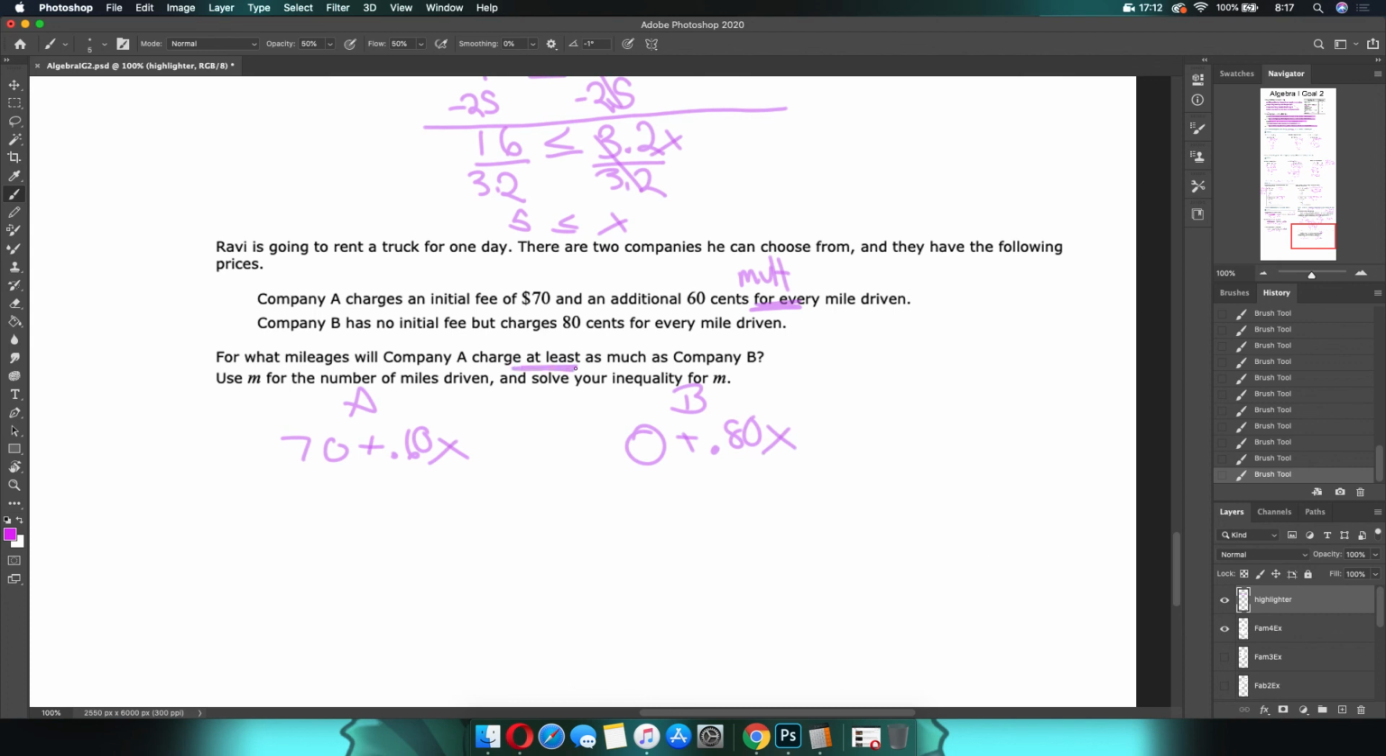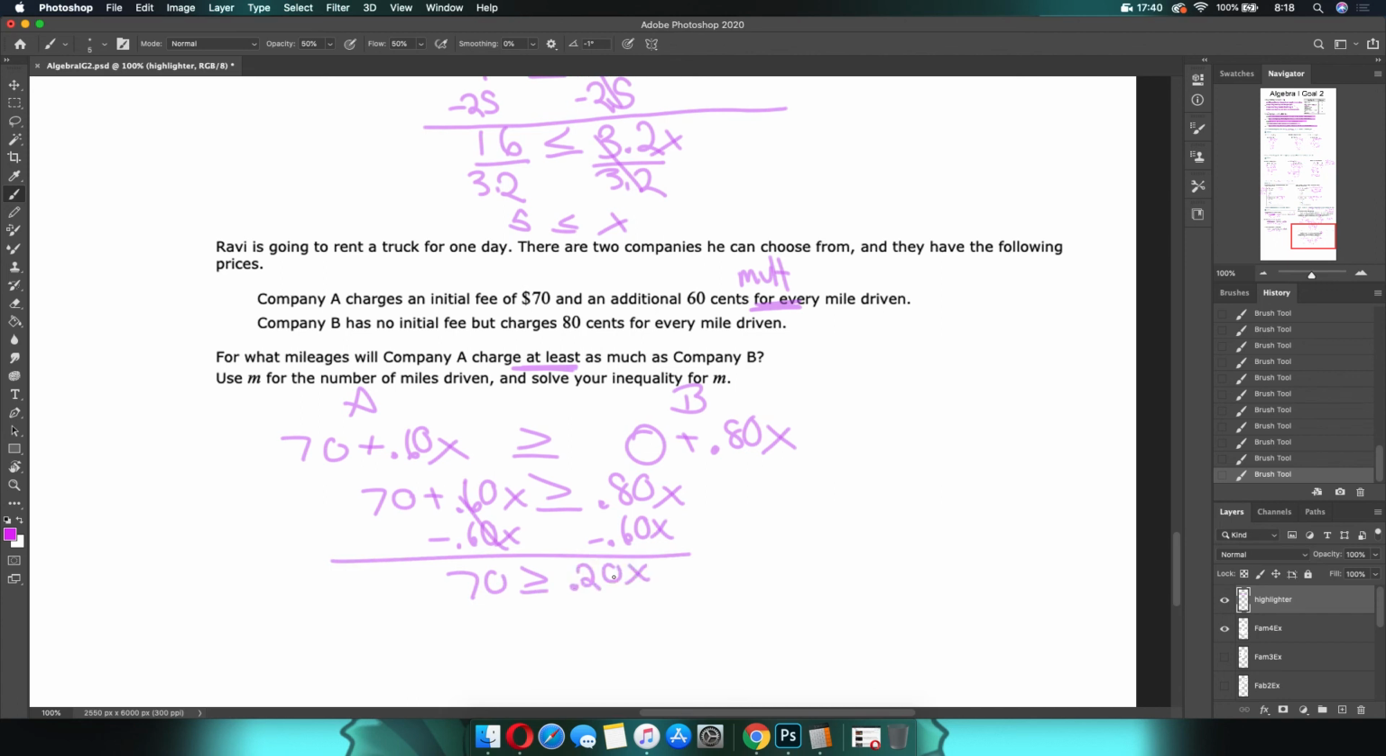And then we have at least. At least is greater than or equal to. Okay, so far so good. Let's rewrite that so that it's a little less messy. So 70 plus 0.60x greater than or equal to 0.80x. So minus 0.60x, minus 0.60x. 70 is greater than or equal to 0.20x.